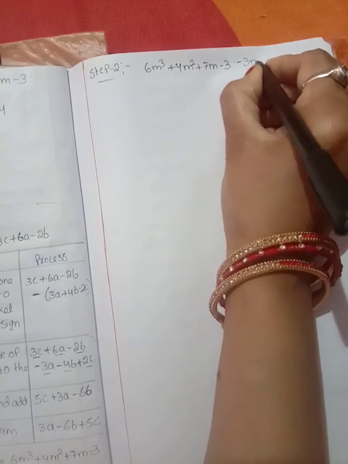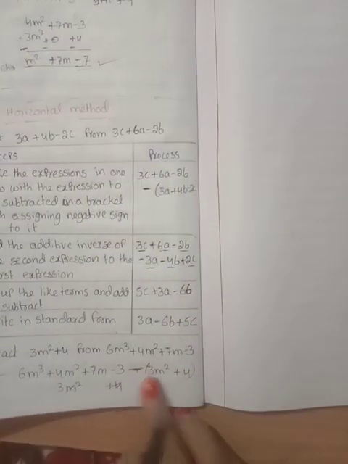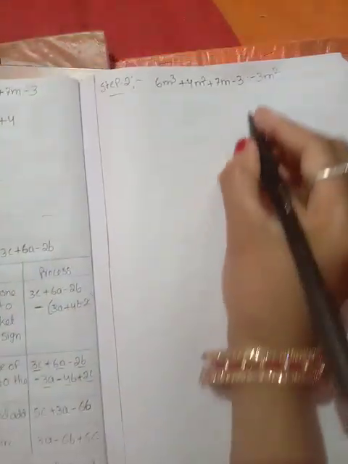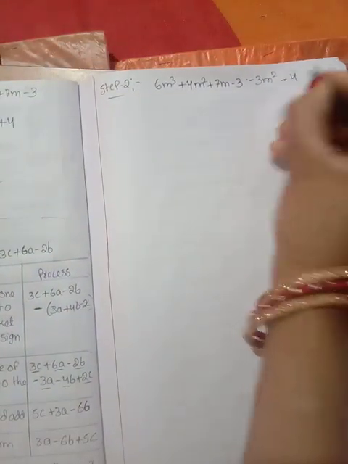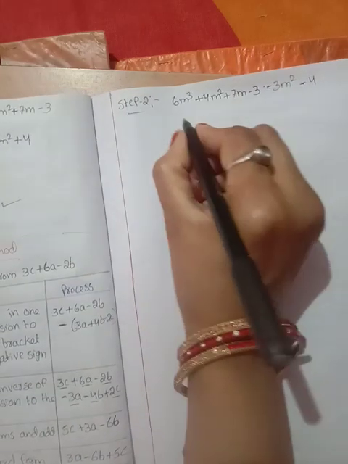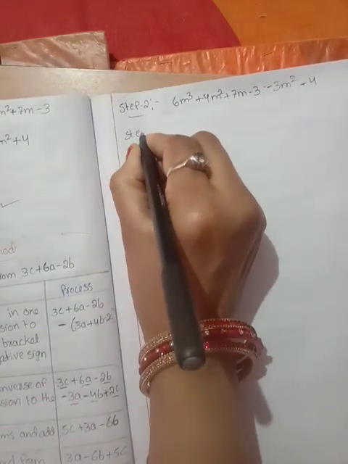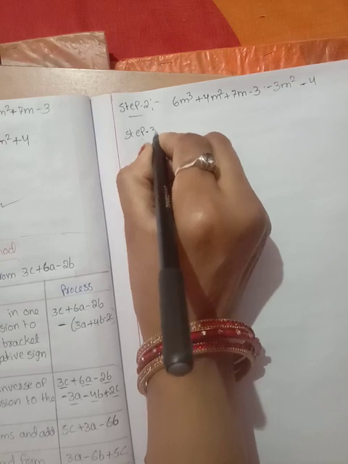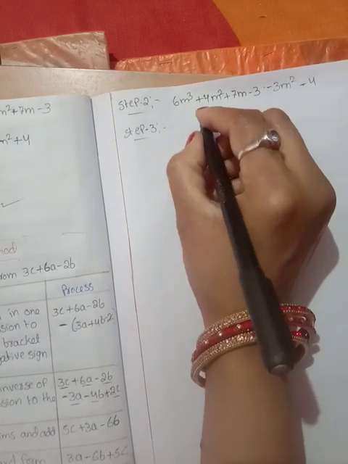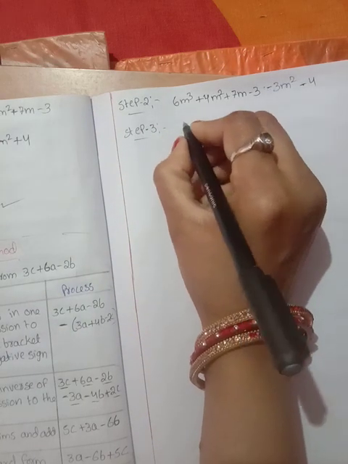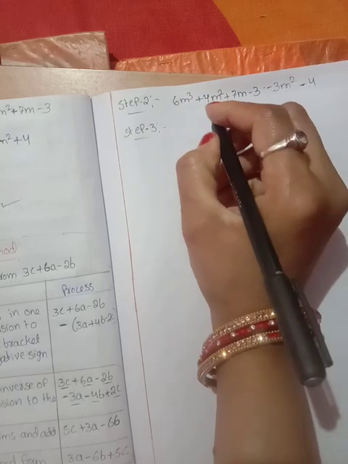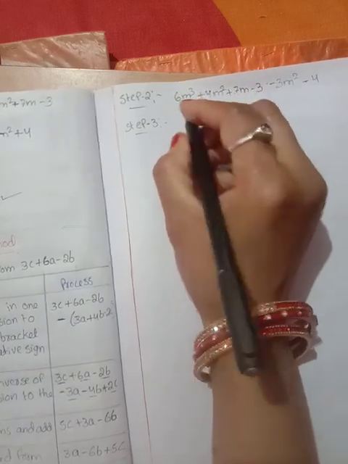minus 3m square. Next, minus into plus is minus only. So that's why it is 4. Next, step 3: group the like terms and add and subtract. Here it is subtract only. So the like terms are added only.